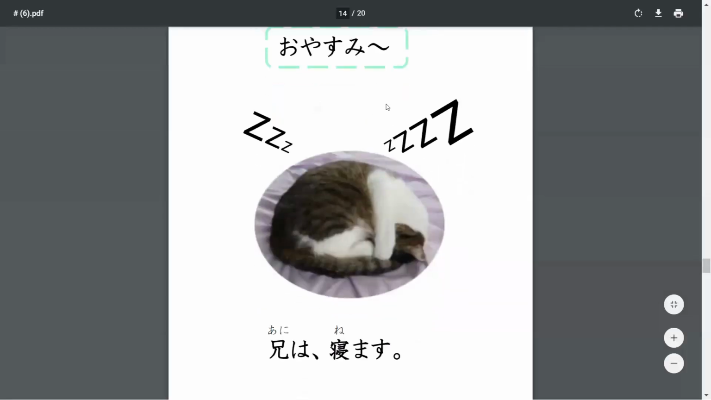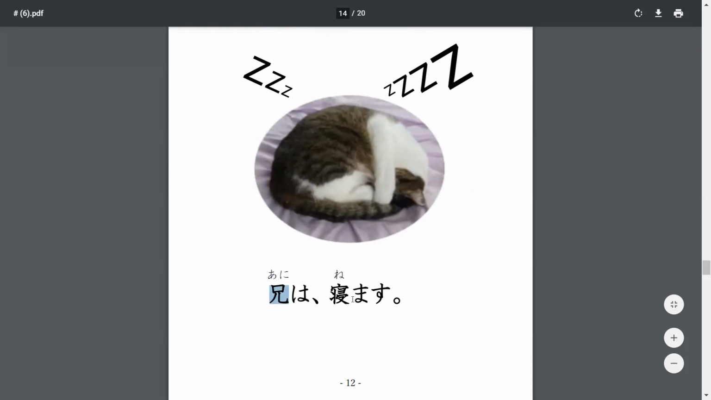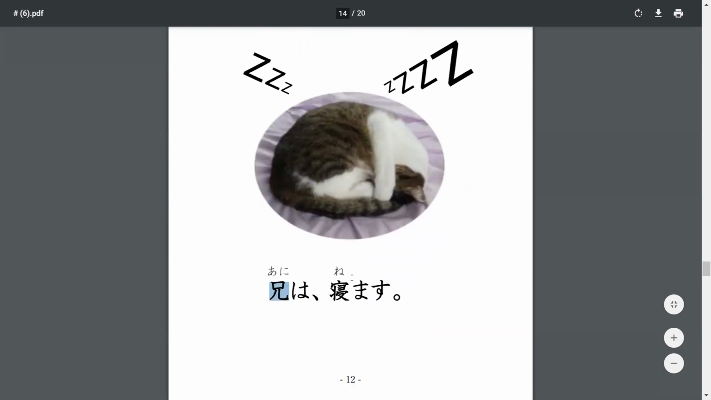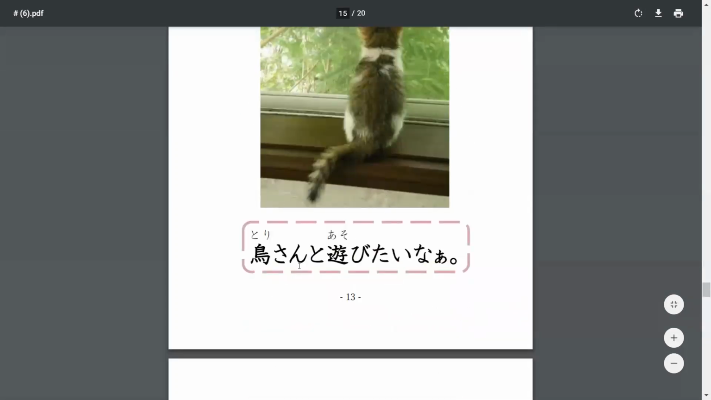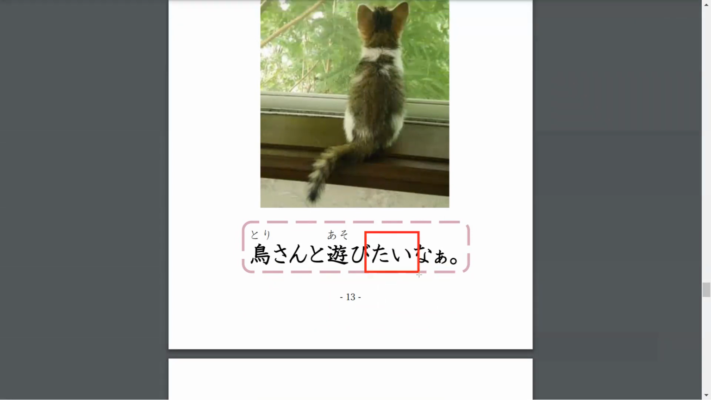Then oyasumi, then he went back to sleeping. Ani wa nemasu. Okay, the big brother, or the older brother, sleeps. Then imouto, so we have the younger sister, imouto. Imouto wa mainichi tori wo mimasu. He's saying here that every day the younger sister watches the tori, or the bird. Then he says here, tori-san to asobitai na. Okay, so we have here our tai form of the verb. Once we have the tai, it means the desire to do something.